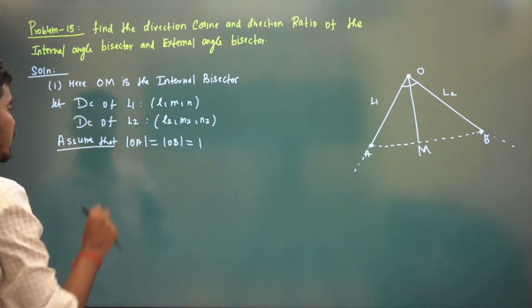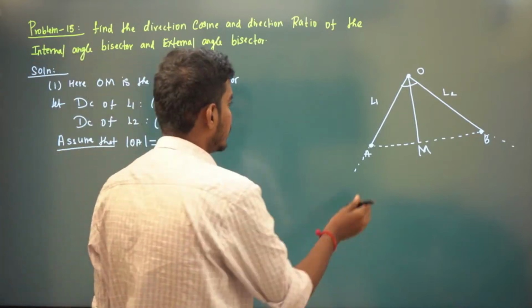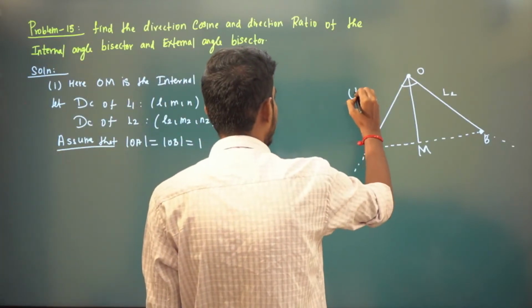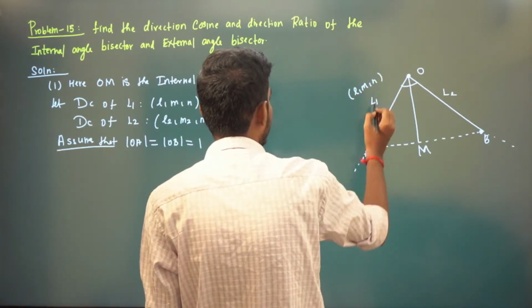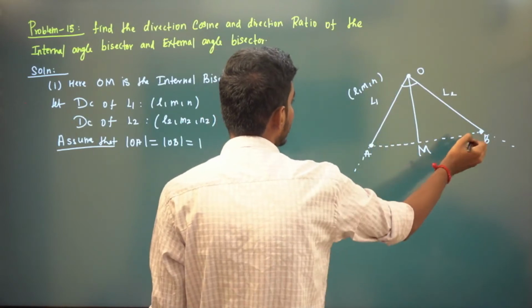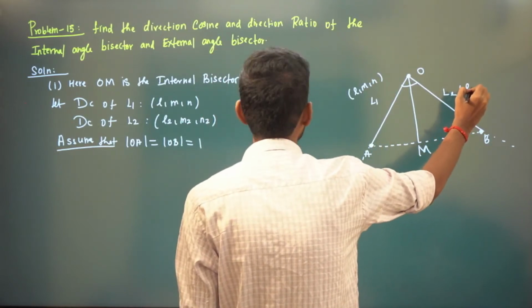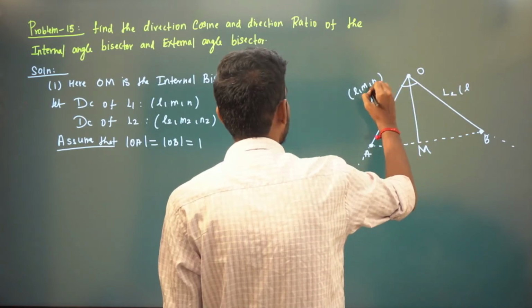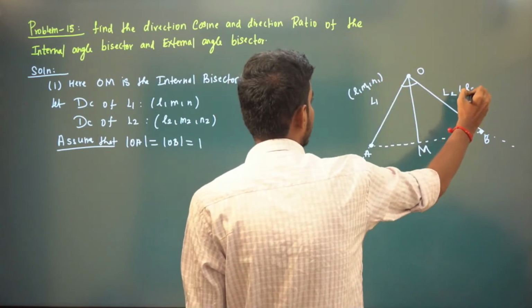Now since OA and OB are 1, and this has direction cosine L, M, N, what can you say about the coordinates of A? What can you say about A and B?